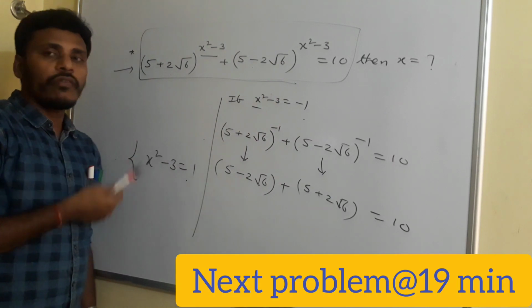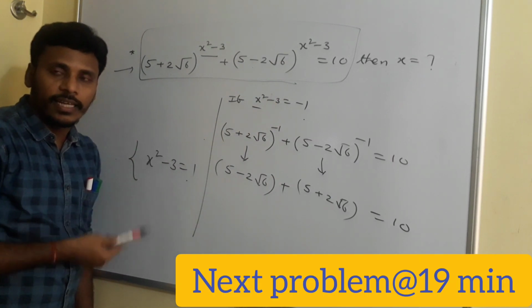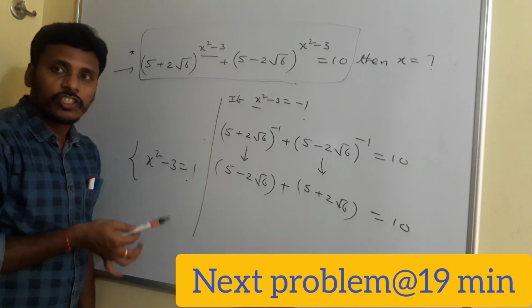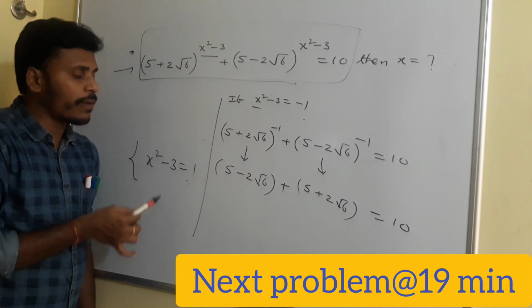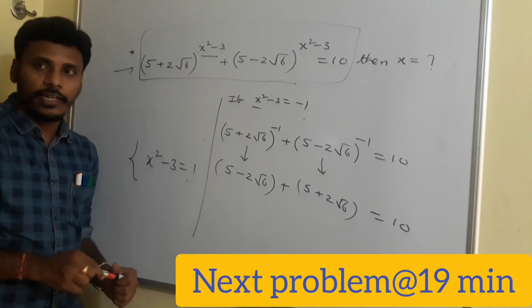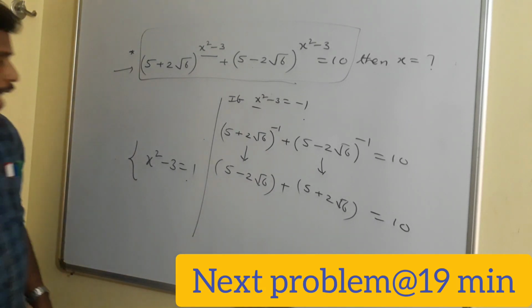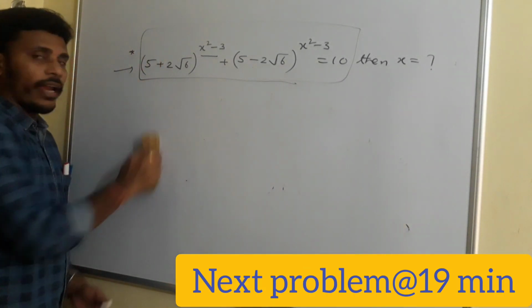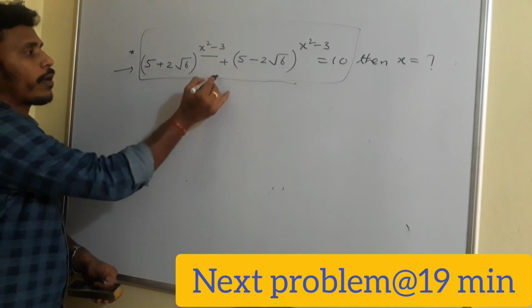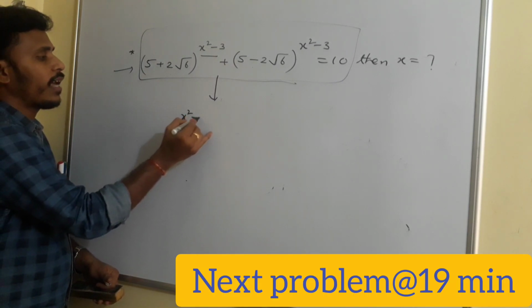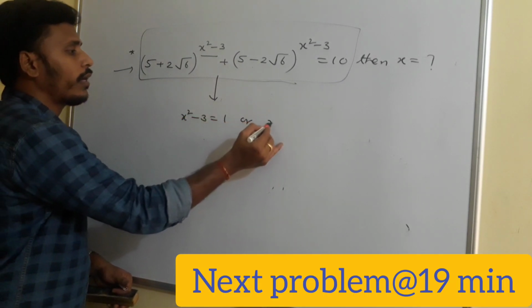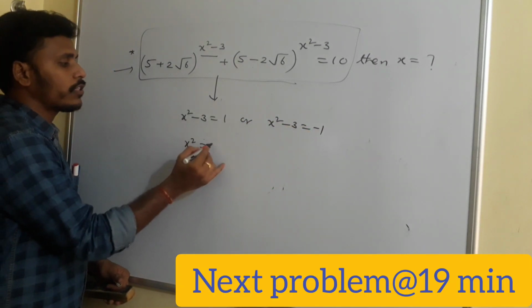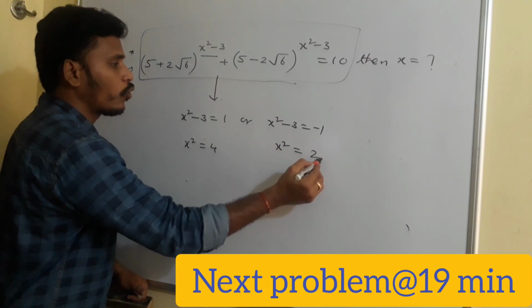So, without moving with the actual procedure we discussed earlier, by observing the question in two different ways, directly you have a chance to decide that x square minus 3 is equal to 1 or minus 1. And at the end, if you have x square minus 3 as 1 or minus 1, from there you will find the values of x. See, from this, it is clear that x square minus 3 is equal to 1 or x square minus 3 is equal to minus 1. And here x square is equal to 4 and here x square is equal to 2.